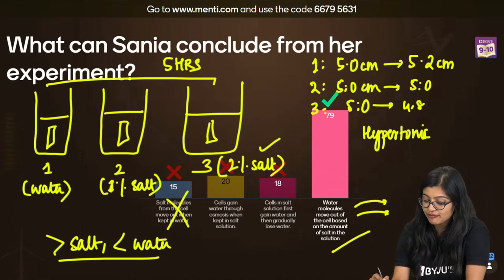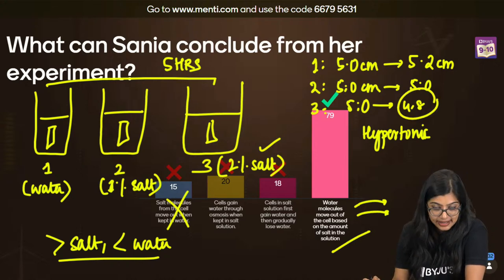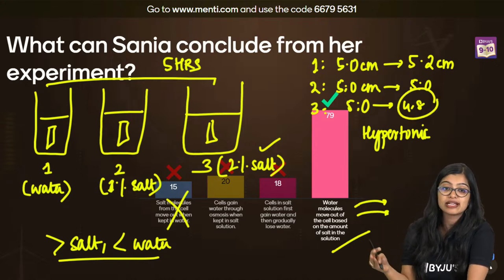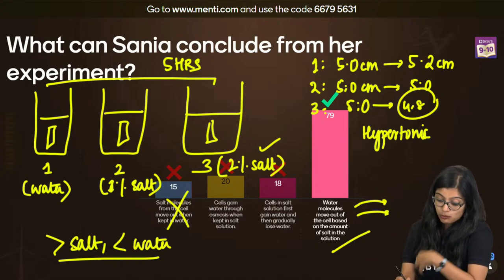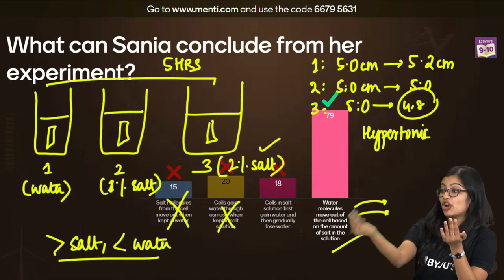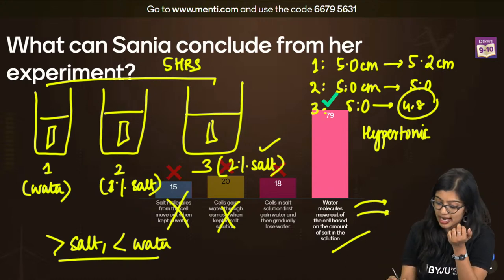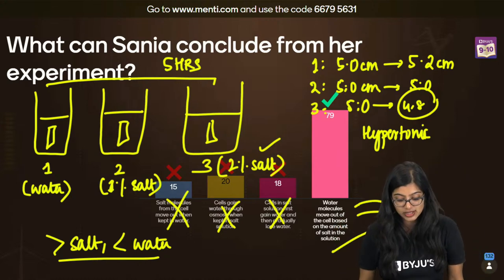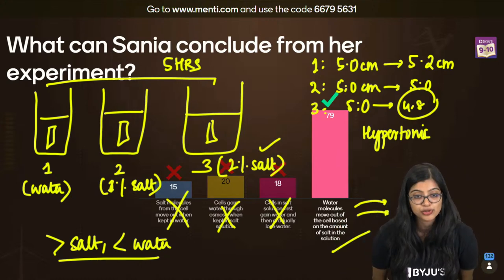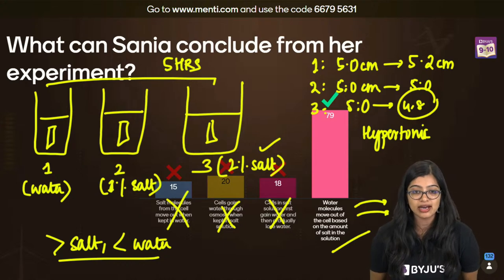That's why the size from 5 centimeter has become 4.8, right? So water will move out based on the amount of salt. But here we know that water will not enter into the cell when in hypertonic, right? And neither will water enter and then exit, which is why in this case we see that the correct answer is option D. So are we all clear, everybody?